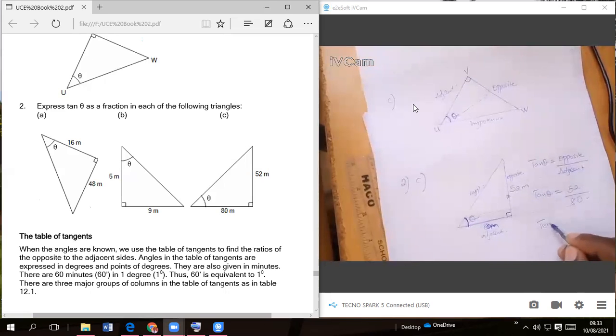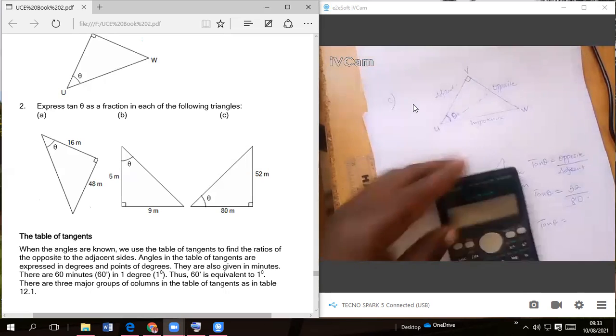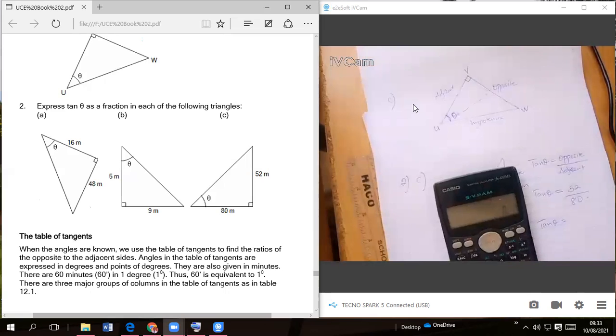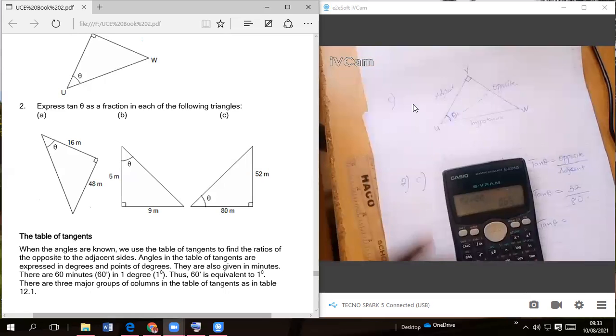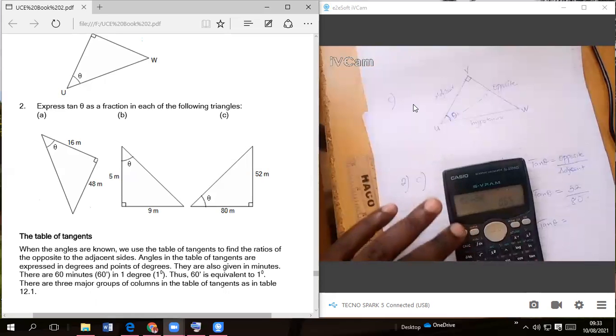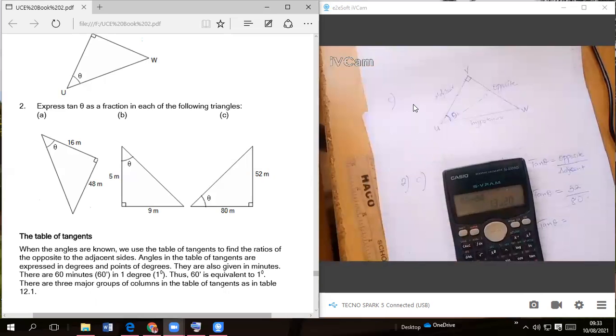So tan theta, you can reduce that. You shall have 52 divided by 80, which is 0.65, but you want it in a fraction, so press shift and get that. So you get 13 over 20.